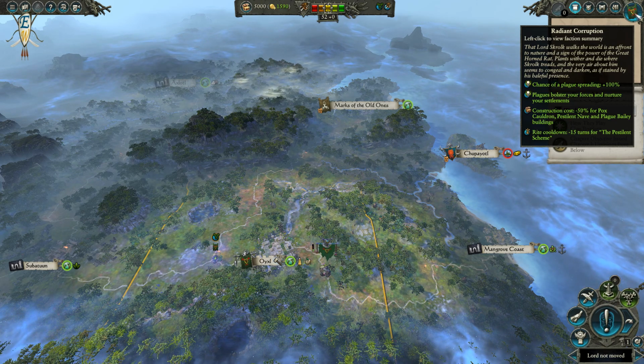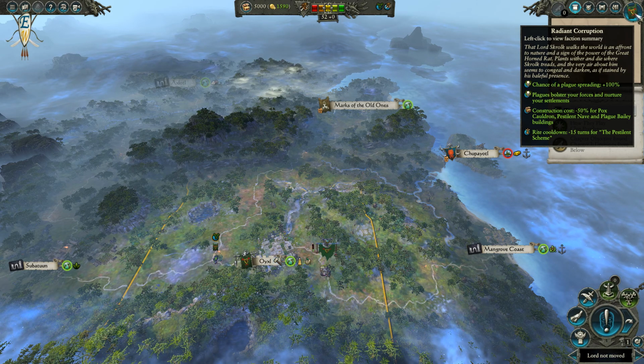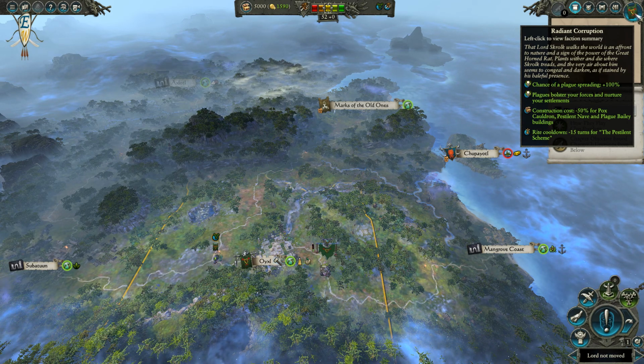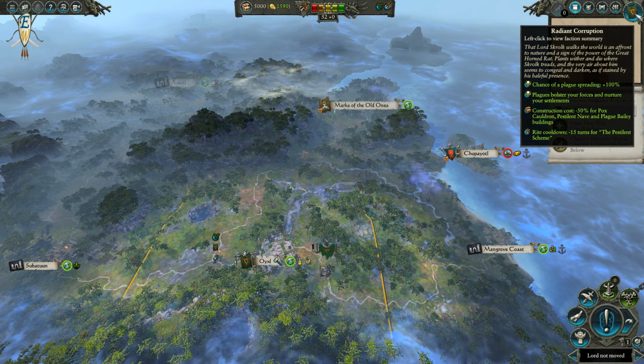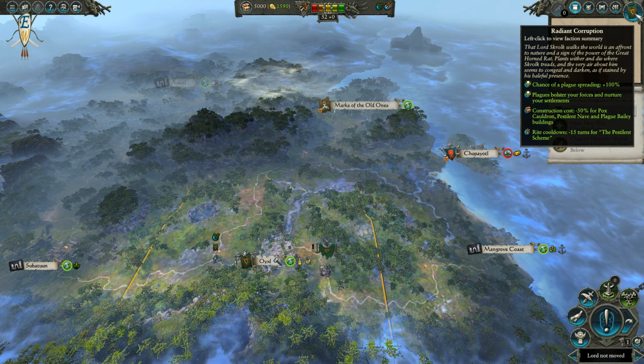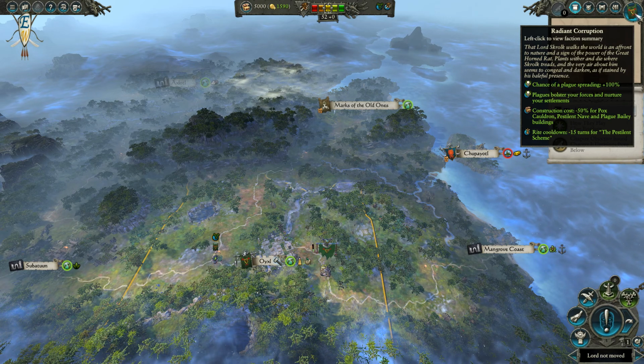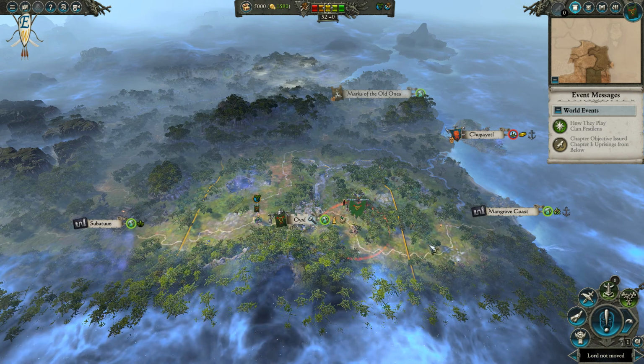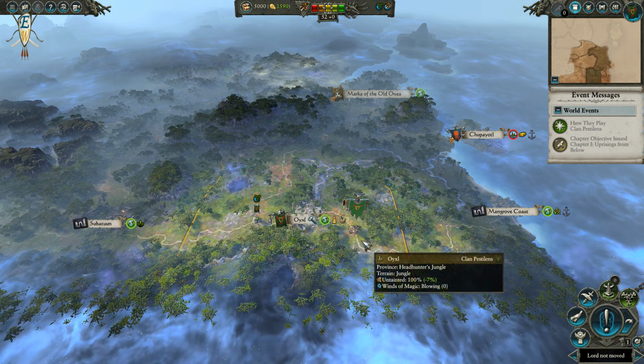Plagues bolster your forces and nurture your settlements. He has a construction cost of 50% reduction for Pox Cauldron, Pestilent Nave, and Plague Bailey buildings, and he has a recruit cooldown of 15 turns for Pestilens scheme. So that's pretty much it for his faction stuff.